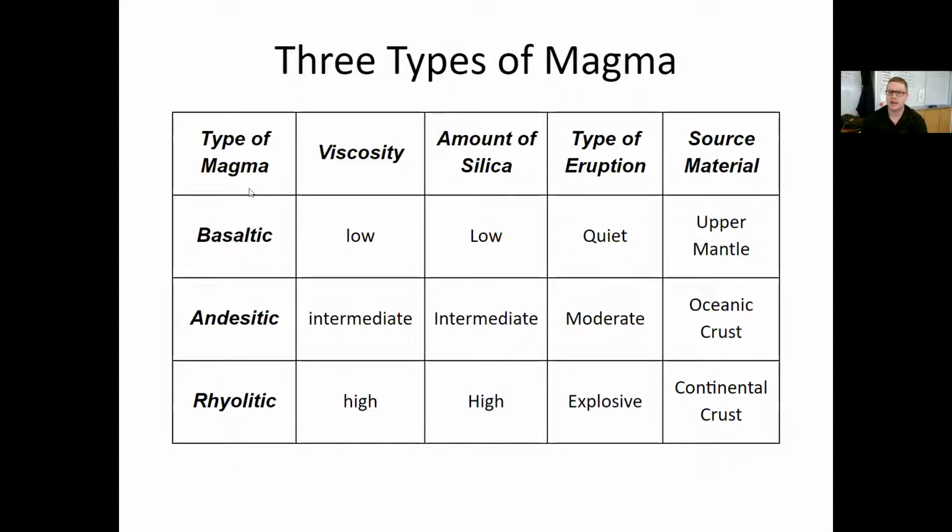Looking at basaltic, it has a low viscosity, so it's going to flow. If it's low, it'll flow. The amount of silica in it is low as well. And these are associated with quiet eruptions.